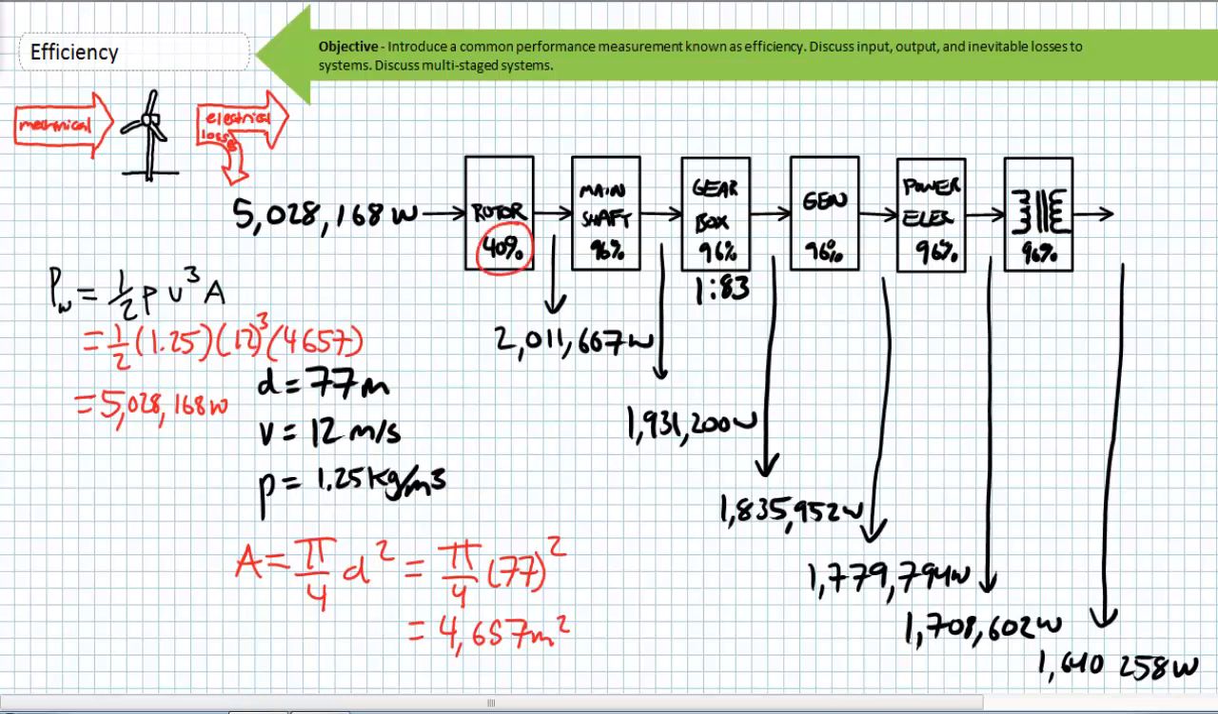This is the job of the rotor subsystem, consisting of the blades and the hub. In this case, it's got a 40% efficiency rating, meaning it's taking that roughly 5 megawatt input and converting it into roughly 2 megawatt output.